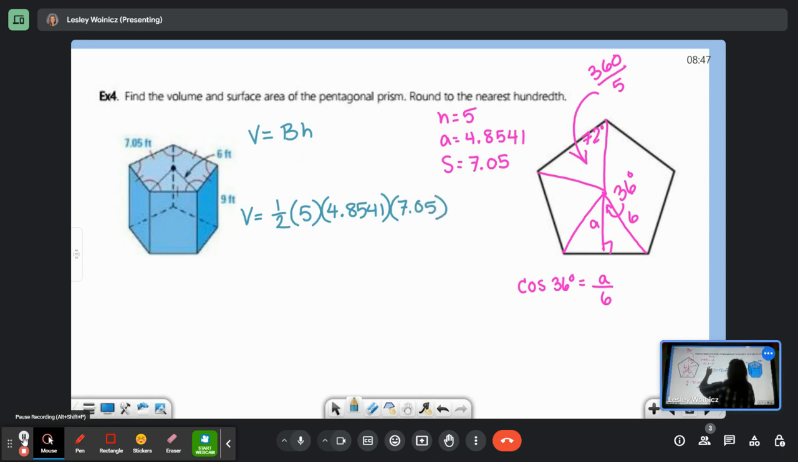And then also our height of our prism, 9. Okay, crank it out. So this whole thing is our big base. This is the n, this is the a, this is the s, this is the h. It's kind of like Nash.